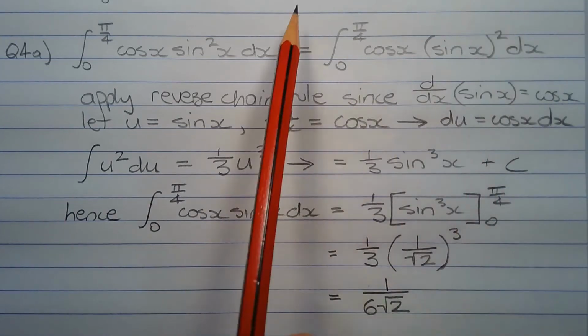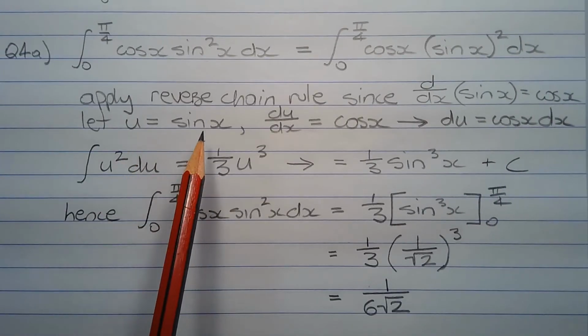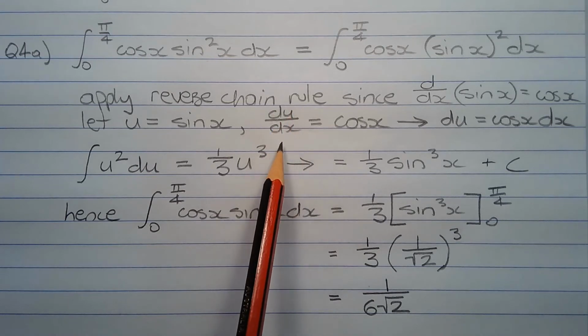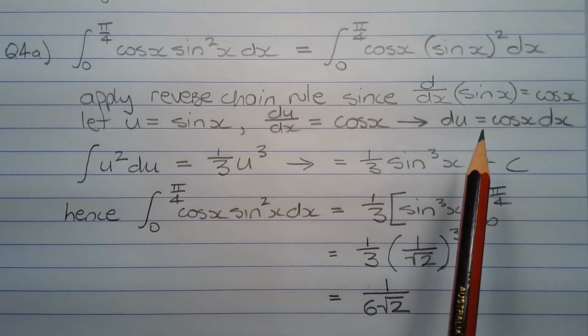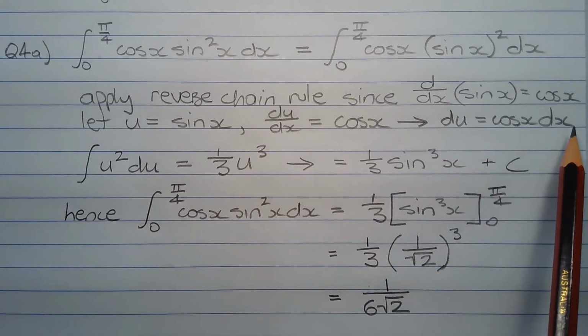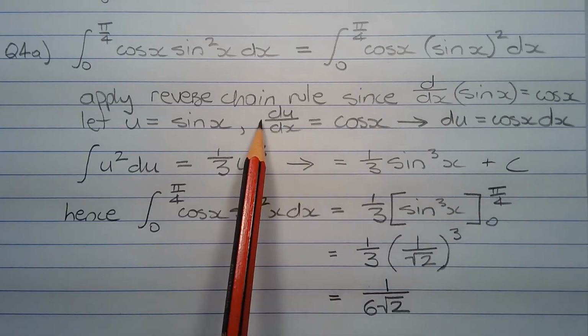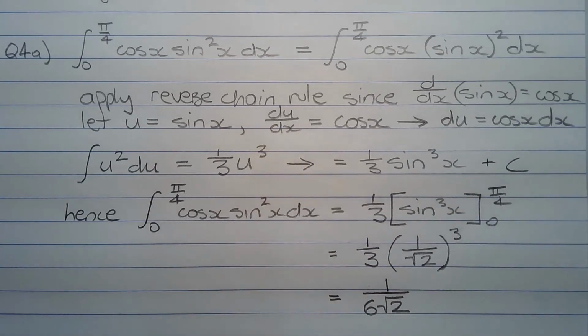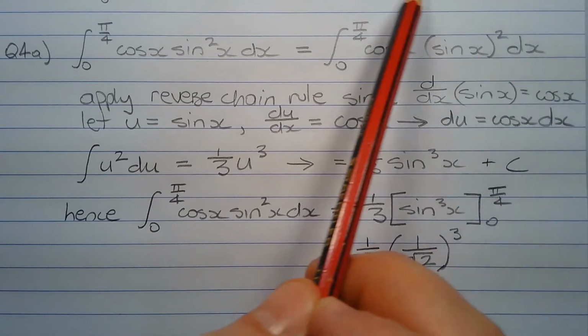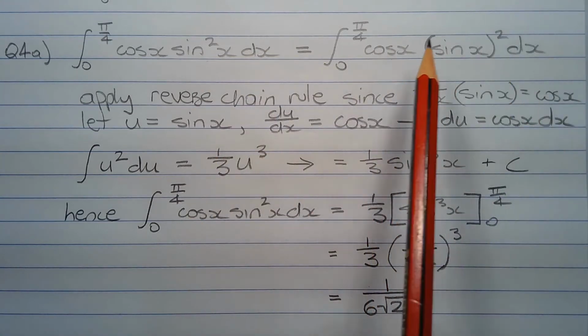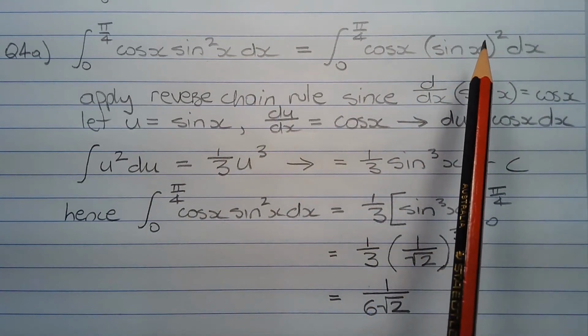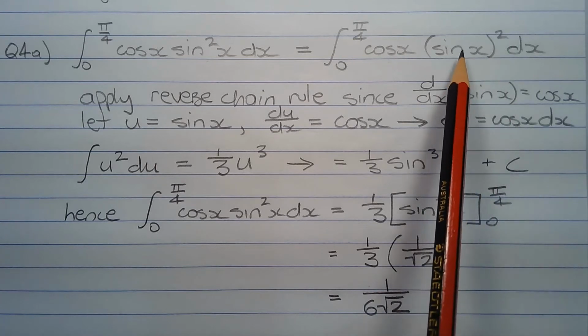So we can integrate this using substitution by letting u equal sin x. We have du dx is equal to cos x, and du is equal to cos x dx, and we get that by multiplying both sides of this equation by dx. So integrating this with respect to u, we're going to replace the cos x dx with du and sin x with u, so we're going to integrate u squared.